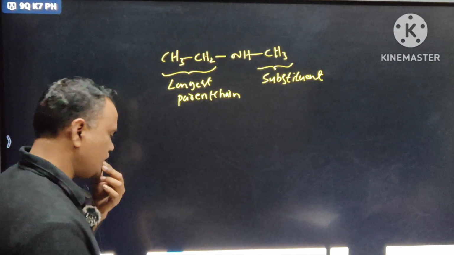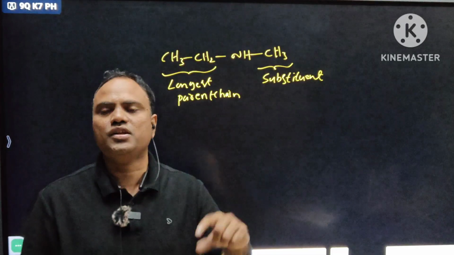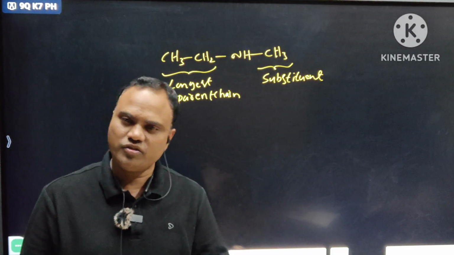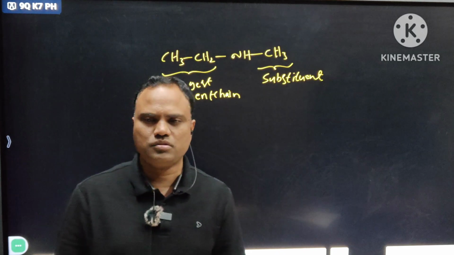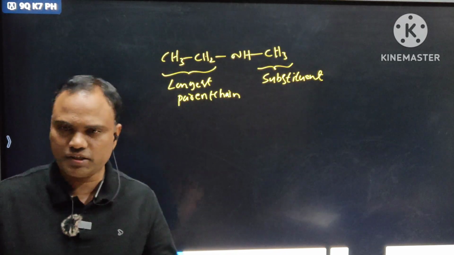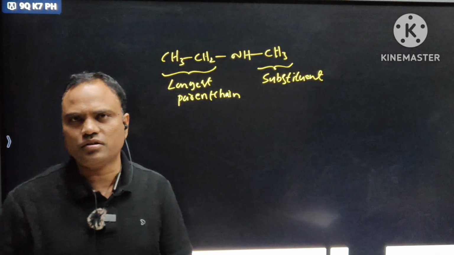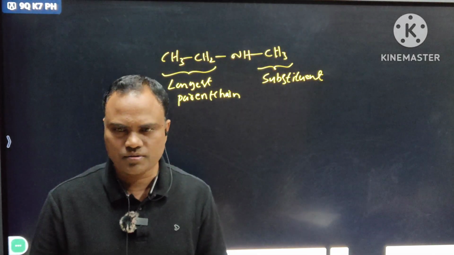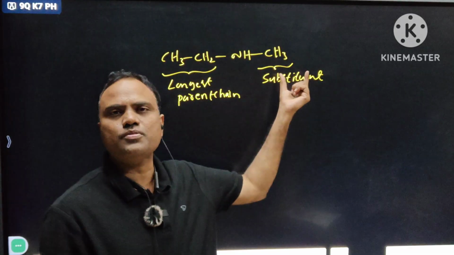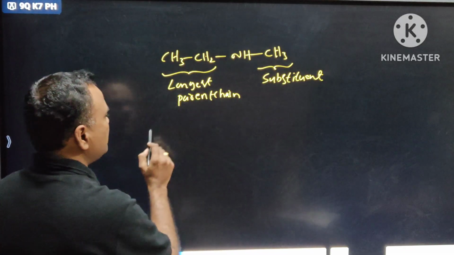In general, while writing the name, if any substituent is present, we mention the name of that substituent, like 2-chlorobutane, 2-bromobutane. First, we write the name of the substituent. Here also we write the name of the substituent. Here, the substituent is nothing but a carbon chain with less number of carbons. How many carbons are there in this? One. So, methyl.